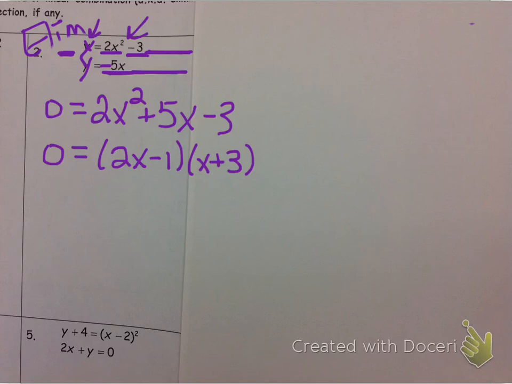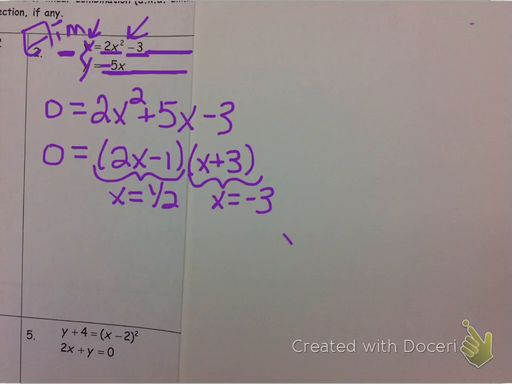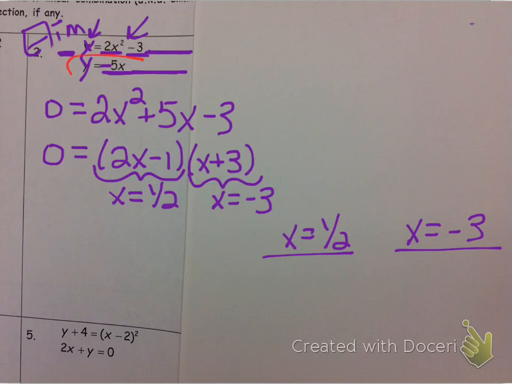Okay? If you are either done pausing it or if you are not going to pause it, then you know that the next thing we would do is this factor right here would give us a solution of 1/2, and this one would give us a solution of negative 3. And then, because I'm looking for the points of intersection, I would take each of those x values, plug them into one of the equations. Once again, I personally would plug it into the linear equation.